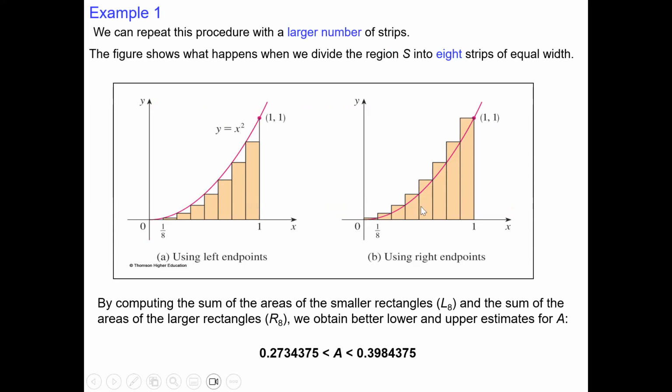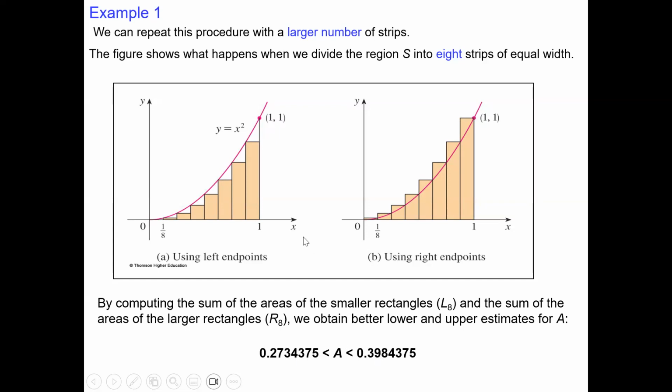This is the left-hand side, this is the right-hand side. For instance, I use 8. I divided the interval from 0 to 1 by 8. And you can see, yes, you can definitely see it's much, much better, because that empty area is smaller. And the approximation is a little bit better: 0.27, 0.39, a little bit closer.